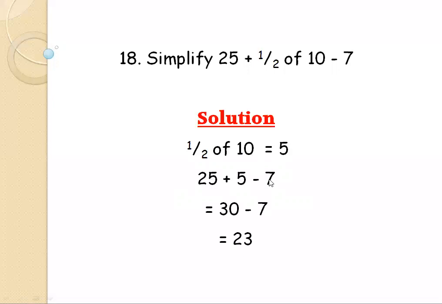So in BODMAS, you have brackets. We don't have brackets here. We have of, we don't have of. You have division. We don't have division here. Multiplication. We don't have. We have addition before the subtraction. So we're going to add 25 plus 5. That is 30. 30 minus 7. Now we can do the subtraction. 30 minus 7 is 23. Be careful when you're solving a question like this. You have to follow the order or else you will get it wrong. Always remember to use your BODMAS when you have multiple operations in a question.